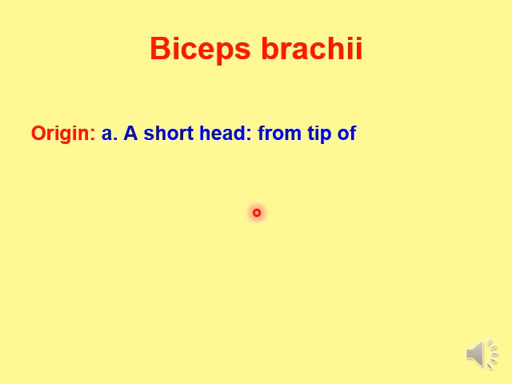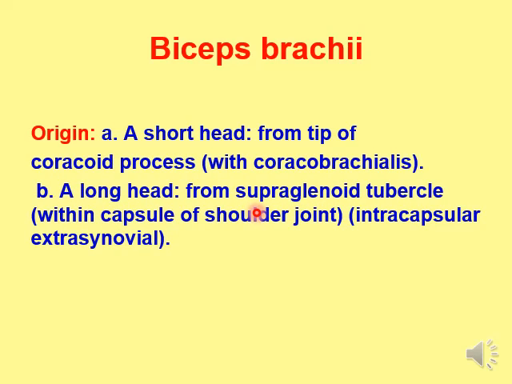The first muscle is biceps brachii. The biceps brachii has a short head and a long head. The short head arises from the tip of the coracoid process of the scapula, but the long head takes origin from the supraglenoid tubercle. The supraglenoid tubercle is a small tubercle above the glenoid cavity. The tendon of the long head of biceps enters the capsule of the shoulder joint, so it is intracapsular, but it is surrounded by the synovial sheath, so it is extrasynovial.